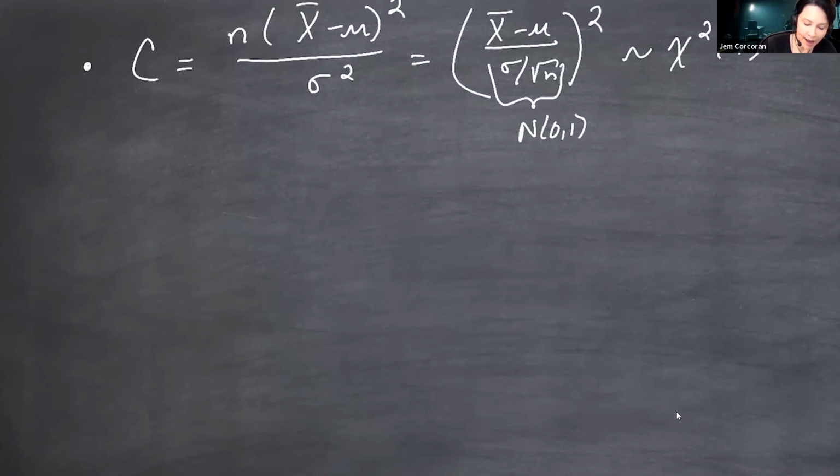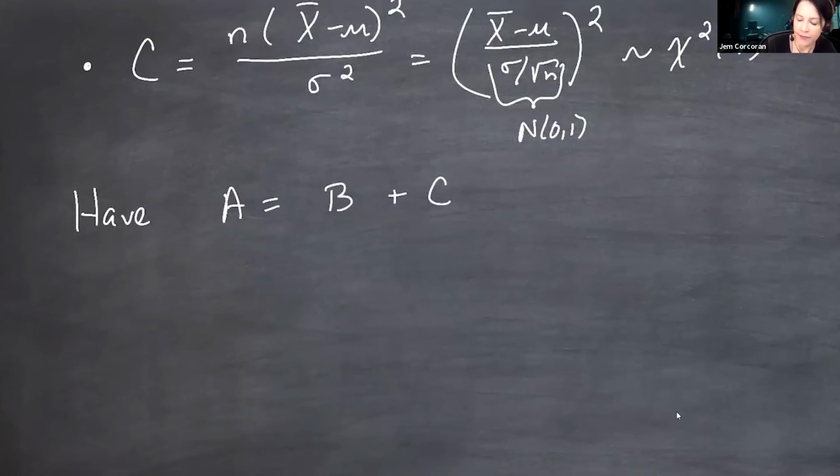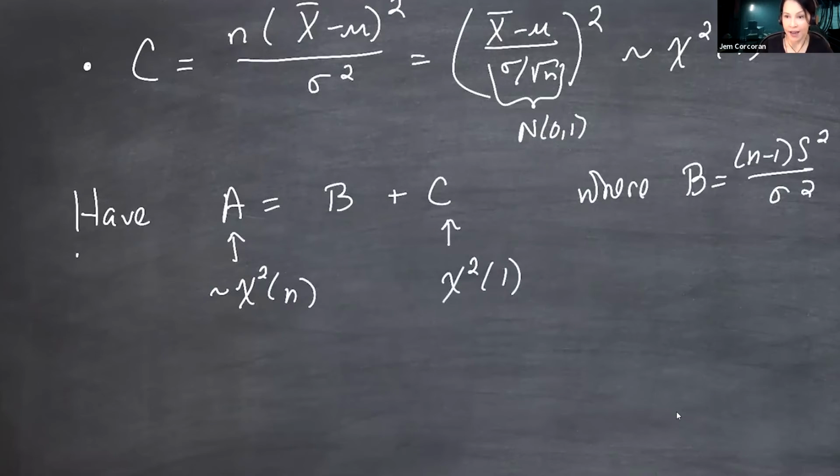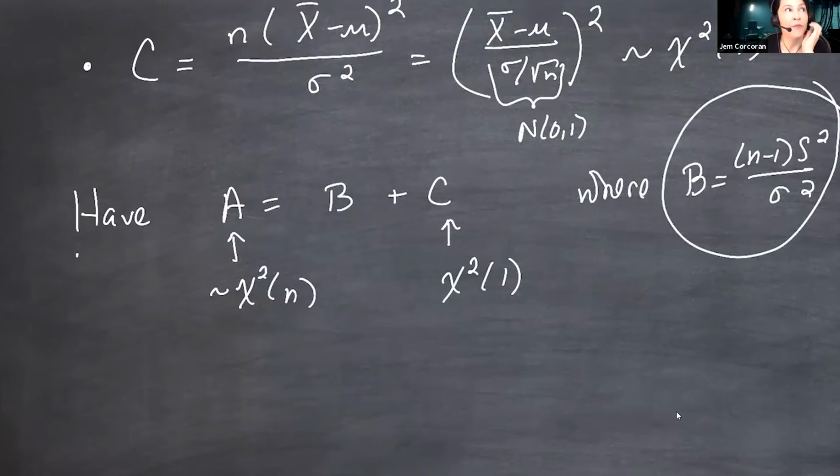Okay, so we have A equals B plus C, where B is n minus 1 times s squared over sigma squared. And we have that A has a chi-squared n distribution, and C has a chi-squared 1 distribution. And I want to use this to try to find the distribution of B. Remember I said we could find the exact distribution of the sample variance, but it doesn't have a name, but it does if it has constants in front of it and under it. This distribution of the circled thing has a name.